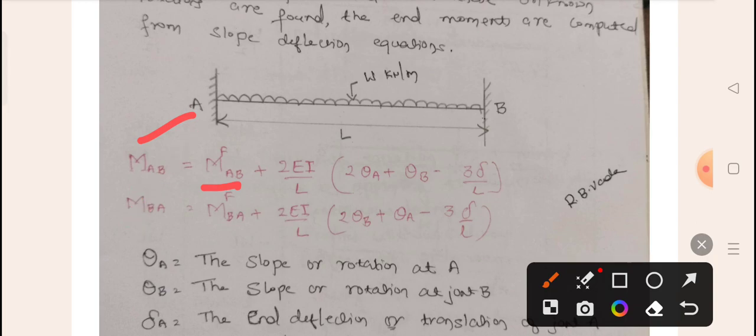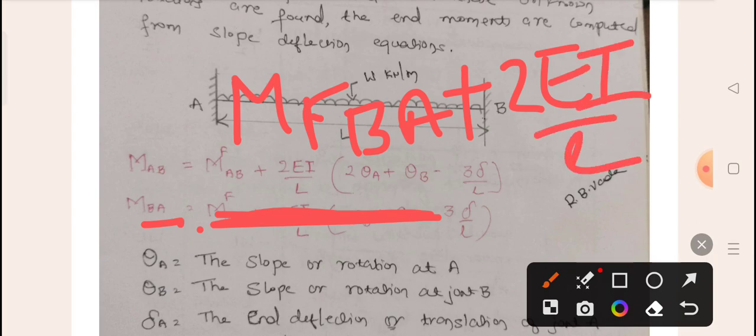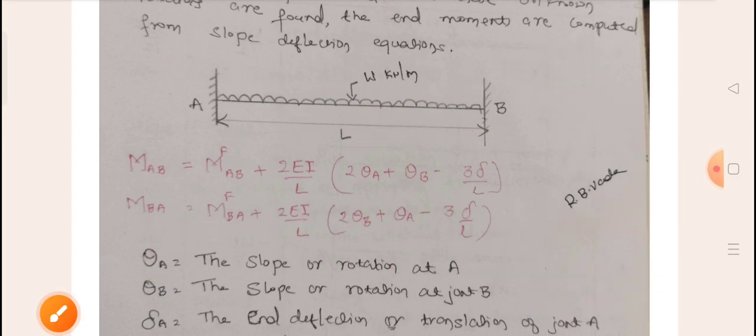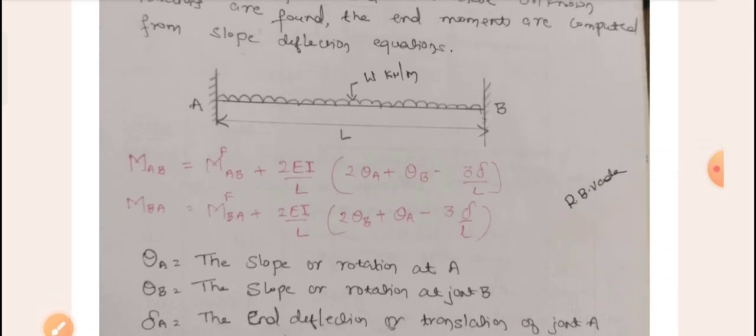Same thing, how can you write it for MBA? Can anyone tell me? It is MFBA plus 2EI by L into what? 2 times the first word, which is B. So 2 theta B plus theta A minus 3 delta by L. This is the formula for MBA. This is the formula you have to remember if you want to solve problems on the slope deflection method.